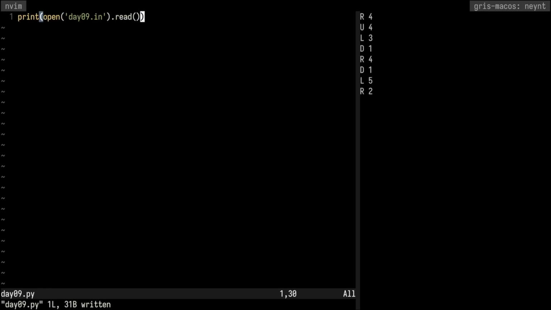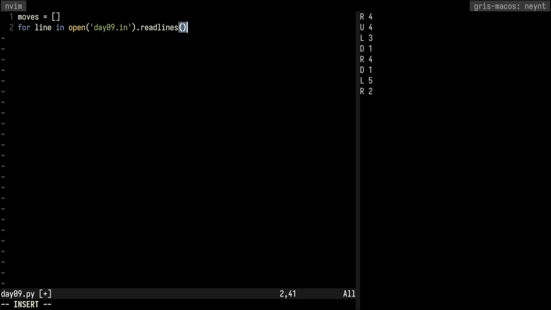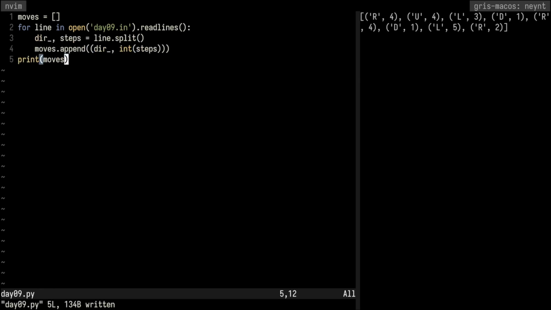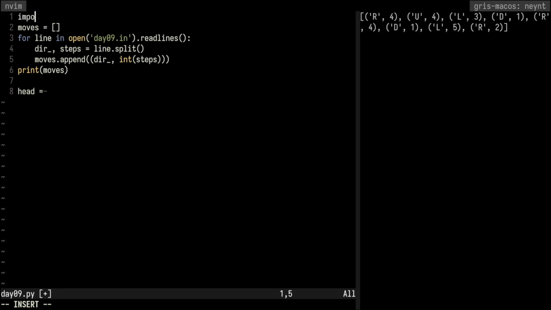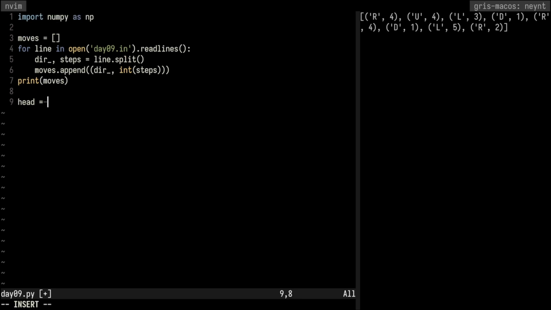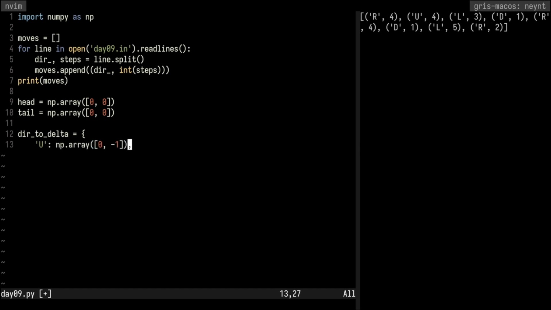The data for day 9 consists of a list of instructions for moving the head of a snake. We read these moves into a list. We keep track of the position of the snake's head and tail. We use numpy arrays, since that will simplify operations later. We also define a dictionary to turn directional characters to coordinate deltas.